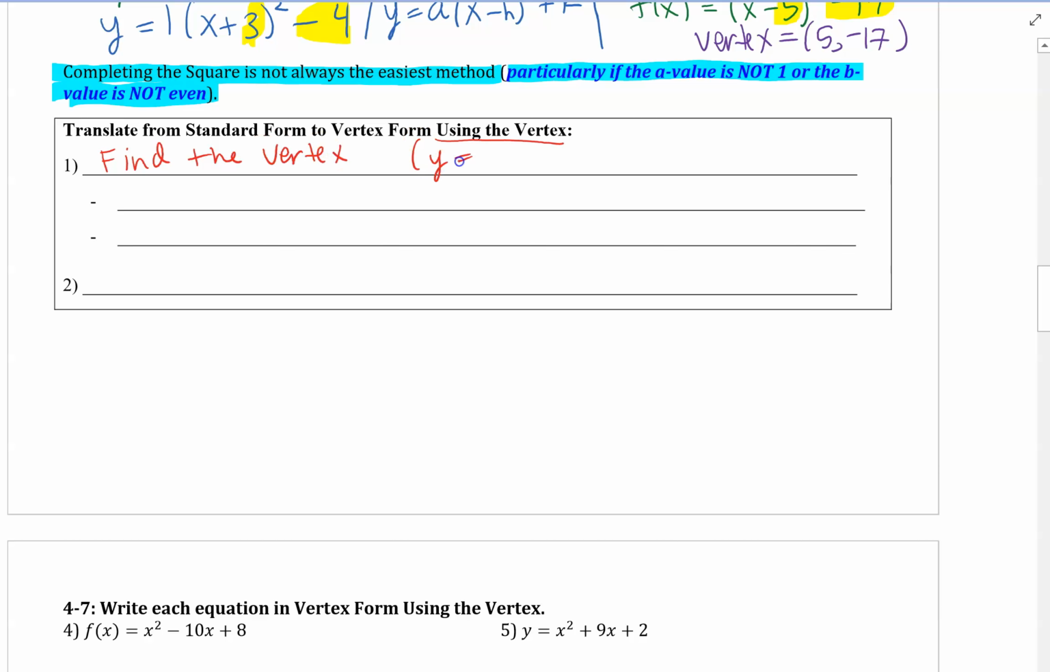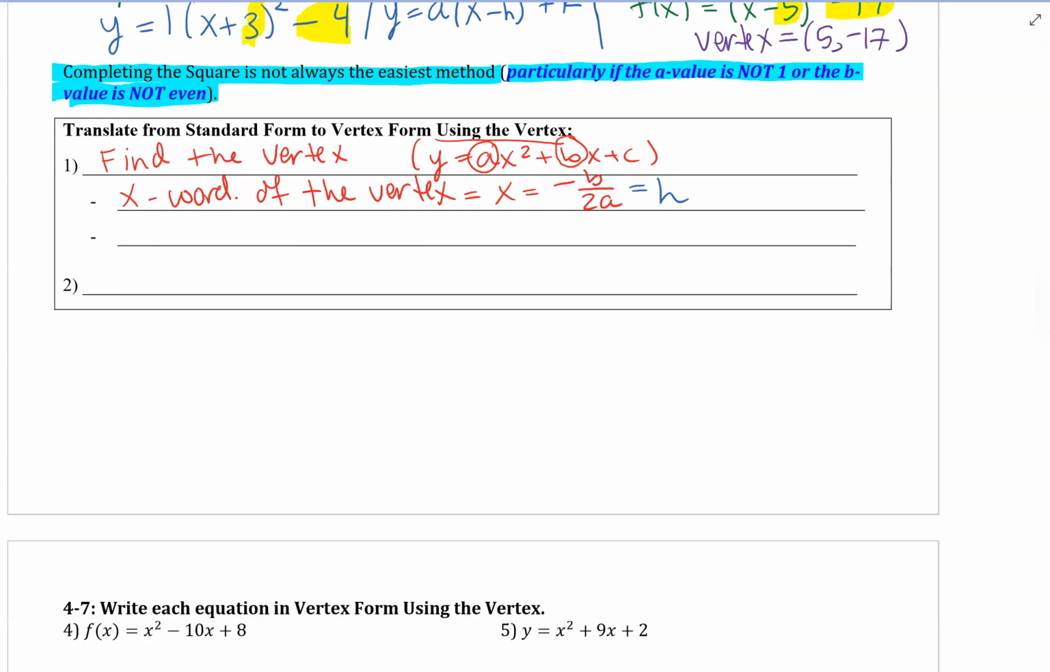So remember, if you're starting out in this form, ax squared plus bx plus c, then we can find the x coordinate of the vertex by using this little formula. Take negative b and divide it by 2a. Now that b is referring to b from standard form and a from standard form. So that actually is finding h for hk form, because remember h is the x coordinate of the vertex in vertex form. Negative b over 2a is the x coordinate of the vertex in standard form. So once you find it, that's h.